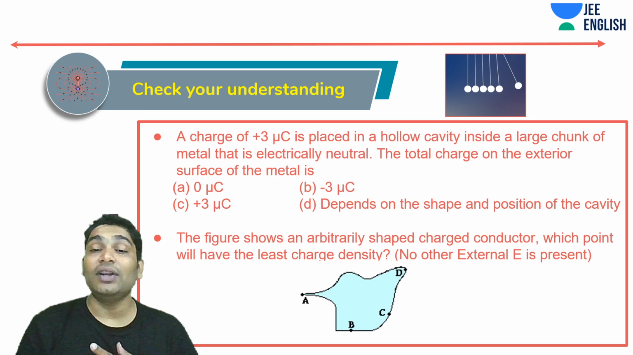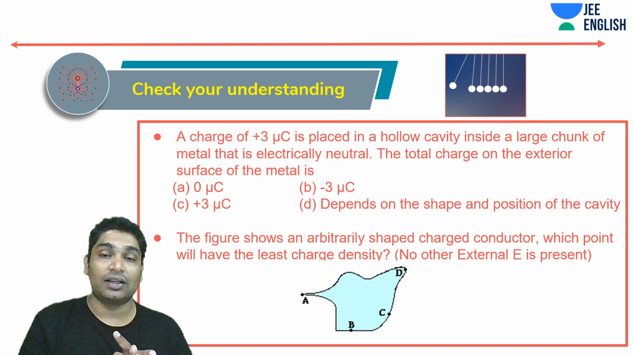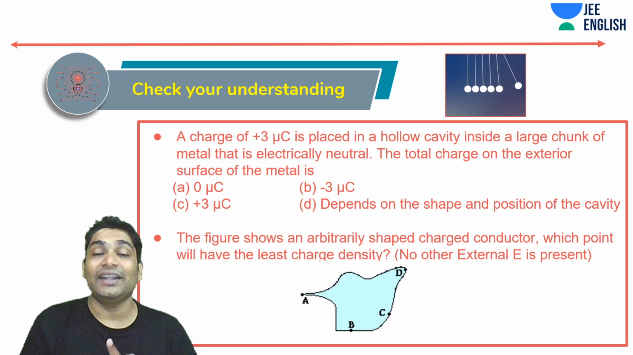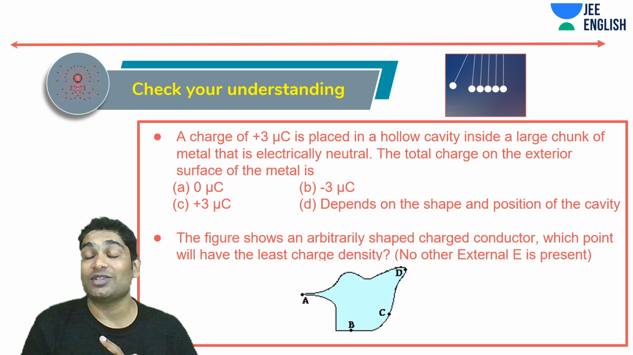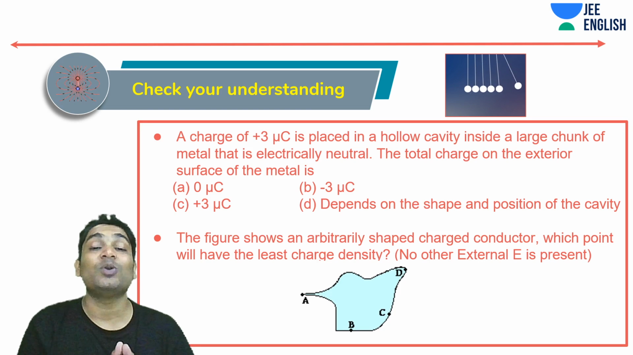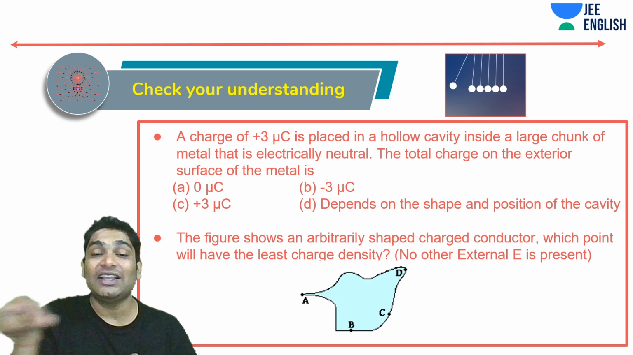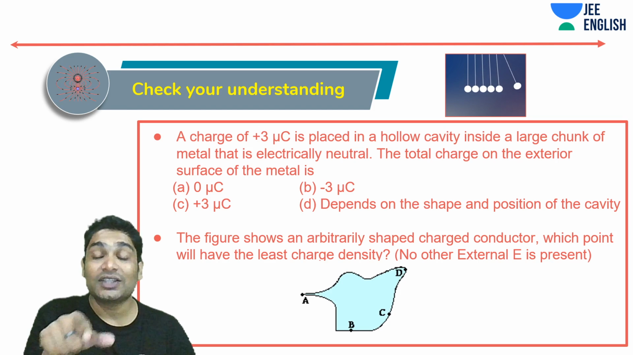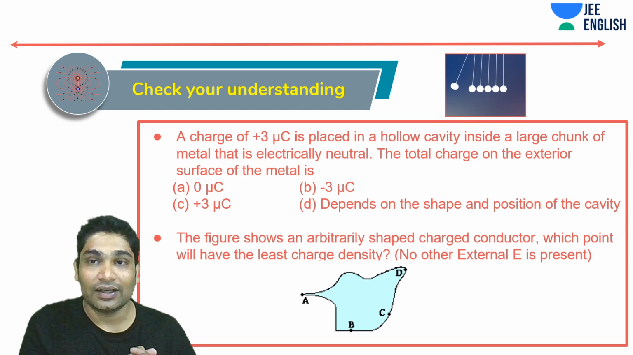Next, I've shown you an arbitrarily shaped charged conductor. I've already told you that we have given some charge to this conductor, and all this charge must have come to the surface and distributed itself. So which is the point out of A, B, C, D which has the least charge density? And you've been told that there is no external E present. Then you know how the charge distributes itself. It follows sigma inversely proportional to R, R being the radius of curvature. Now you see point B, that is flat. So what's the radius of curvature of a flat part? It is infinite. So the charge density on that part B will be the least. It will be 0.